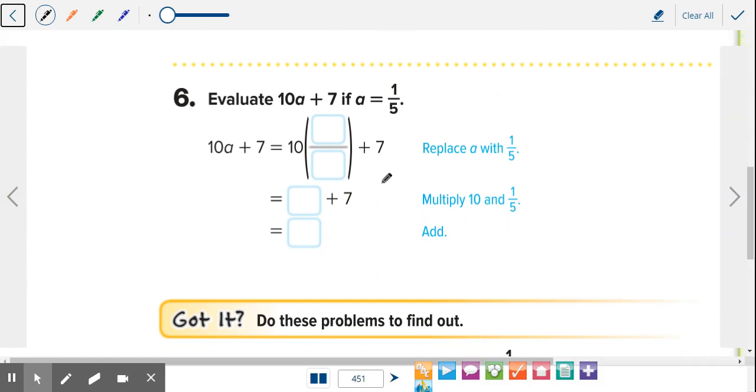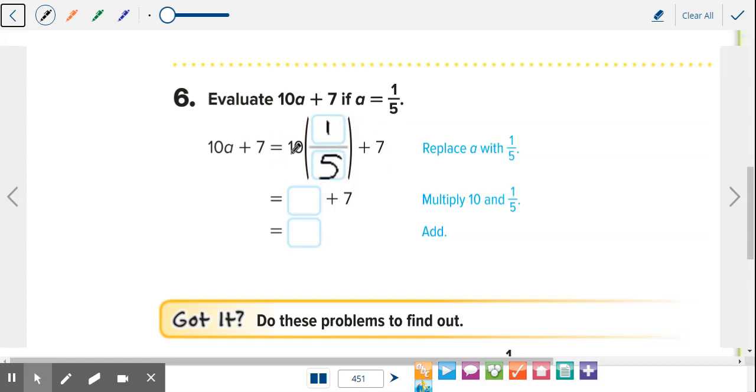So number 6. All right, we have 10a plus 7. So what operations do you see in the very beginning? What operations do we have? Isabella, what's one of them? Addition. What's the other one? Emily? Multiplication. So we got both of those again. Okay, so first thing I got to do is we have to replace the variable with what they give us. Well, a equals 1/5, so we replace a with 1/5.